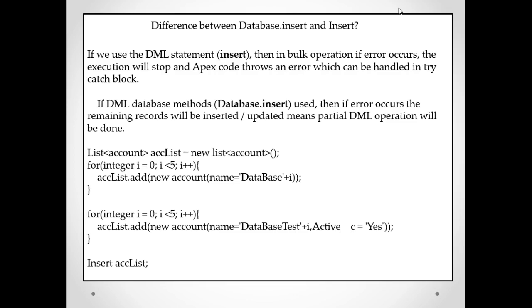For the same list of 5 records, if you use database dot insert, it will insert 3 records successfully. Whichever records have a phone number, those three records will be inserted into the database. The remaining 2 records will not be inserted. So that is the main difference between insert and database dot insert. In insert, if anything required is missing, the complete operation will fail and no record will be inserted into the database. But in database dot insert, even if only 3 of the 5 records have all the required fields, it will insert those 3 records and the remaining 2 will not be inserted into the database.